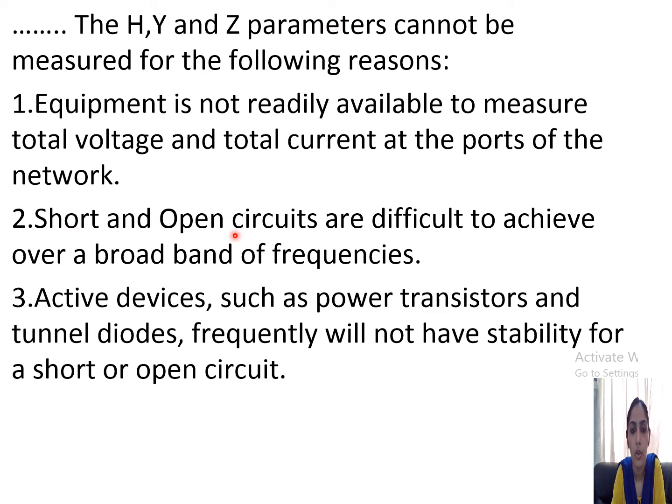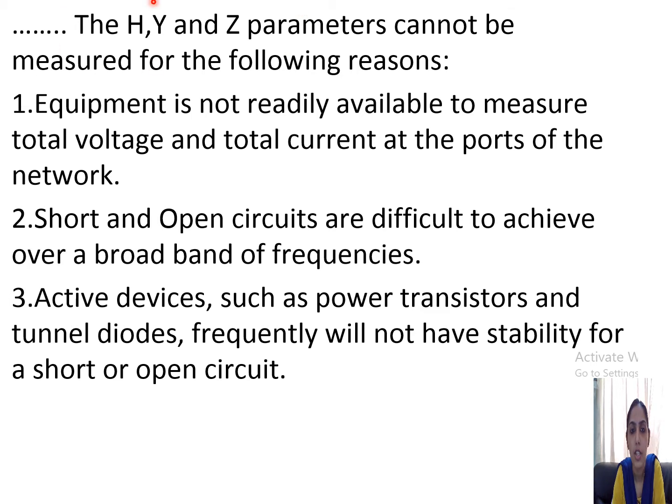Second, short and open circuits are difficult to achieve over a broad band of frequencies. We know that we have a wide range of frequencies in the case of microwaves, and to find all these parameters we need short circuits and open circuits, which are difficult to achieve at such microwave frequencies. The third reason is active devices. For example, power transistors or tunnel diodes, which are used in microwaves frequently, will not be stable for a short or an open circuit. Because of these three reasons, we cannot employ these parameters.